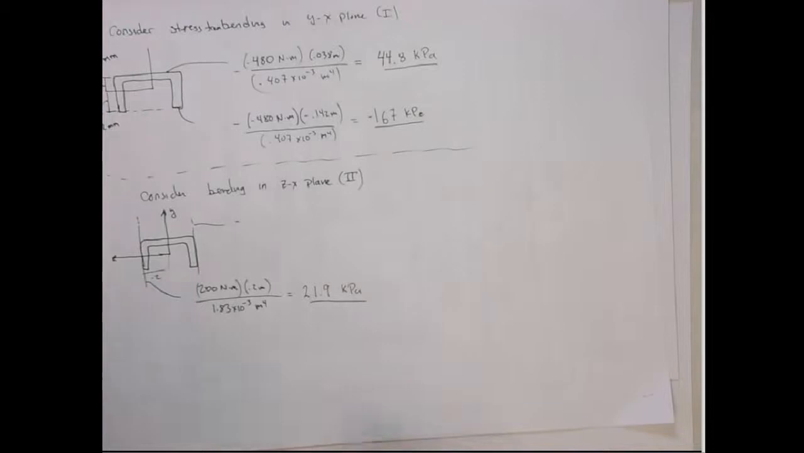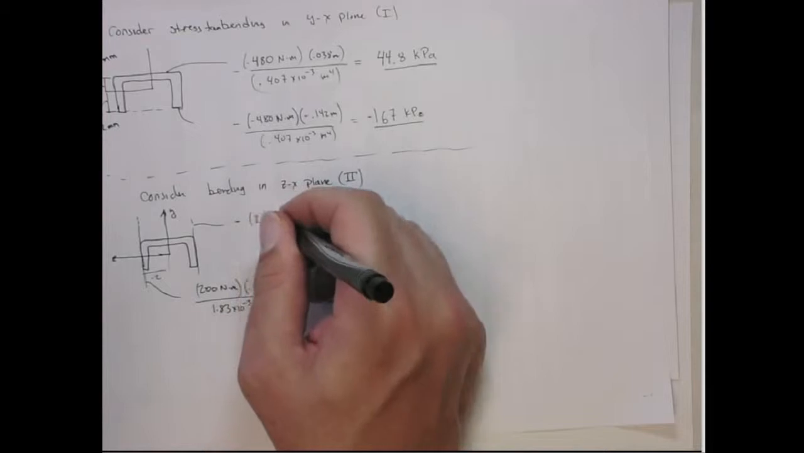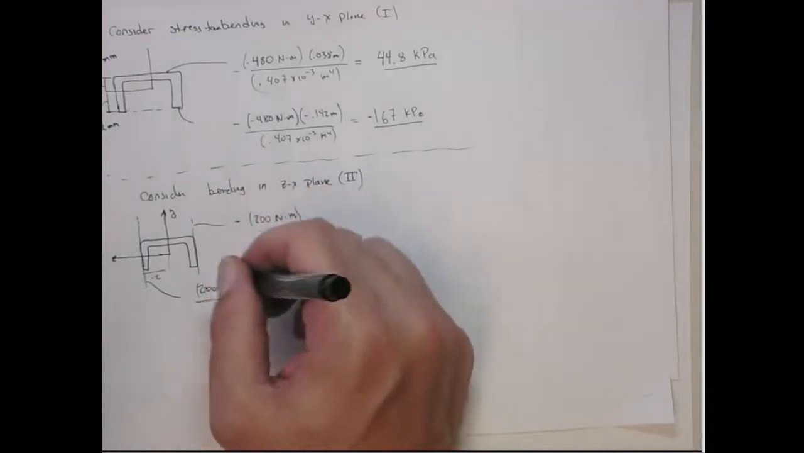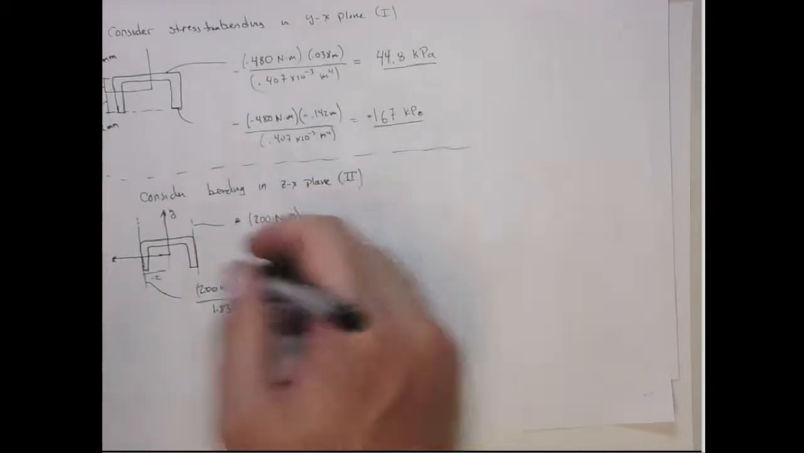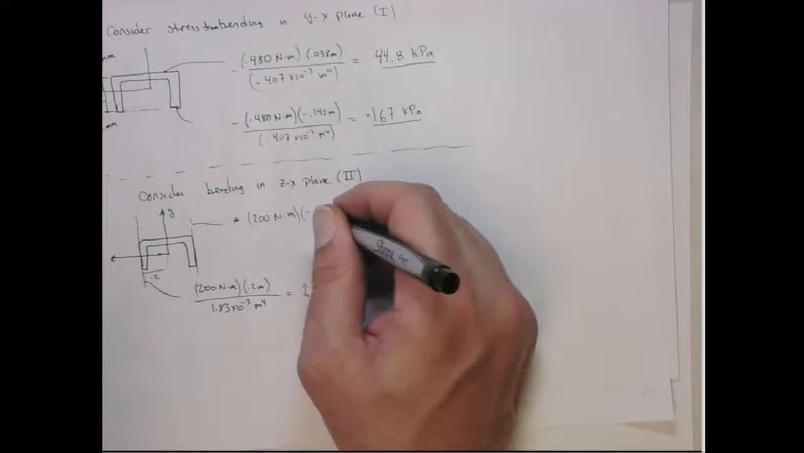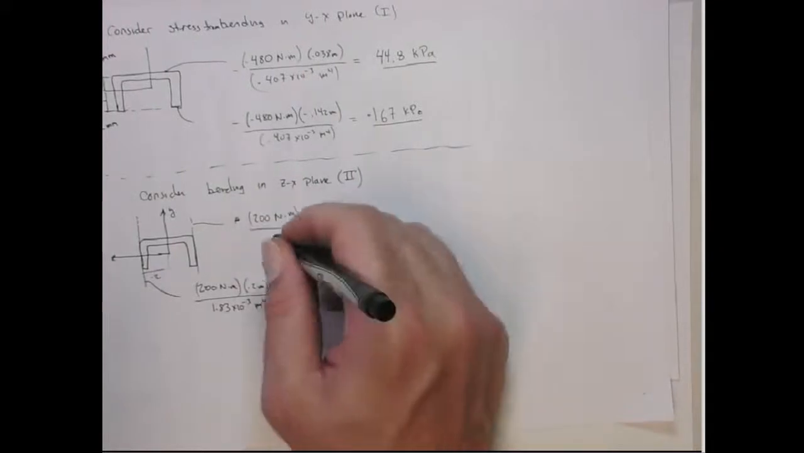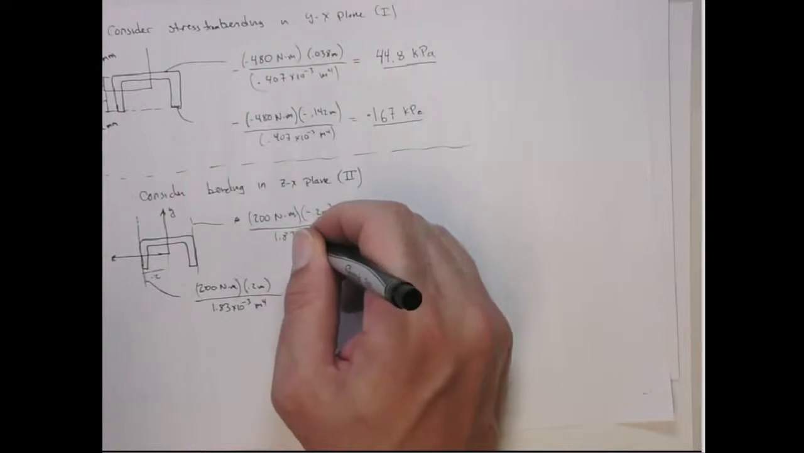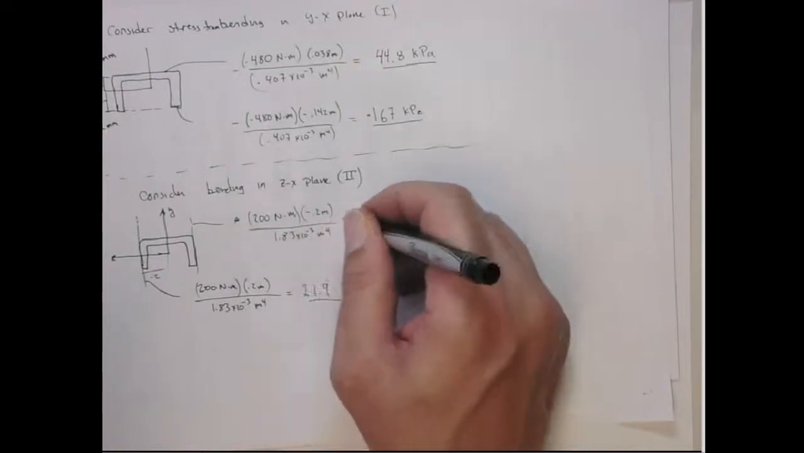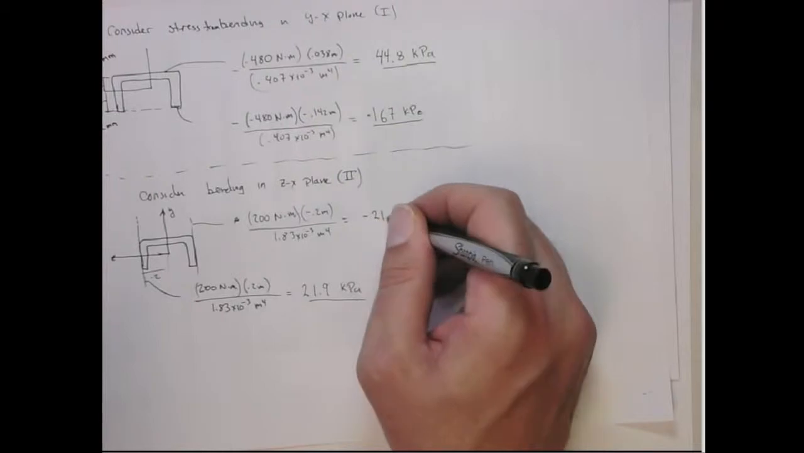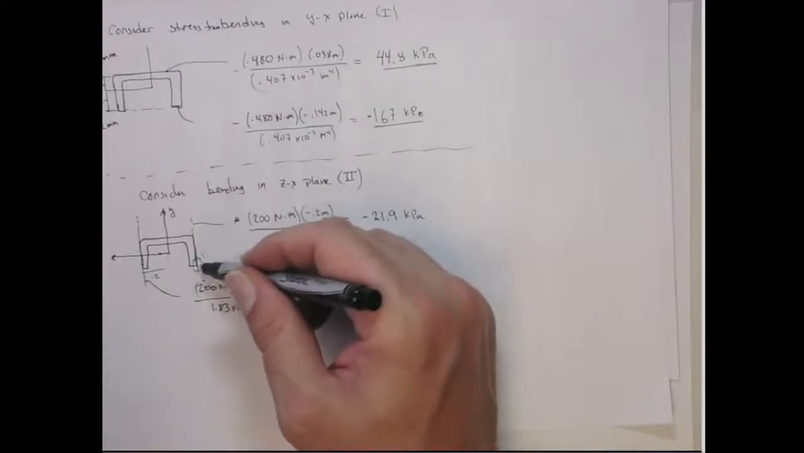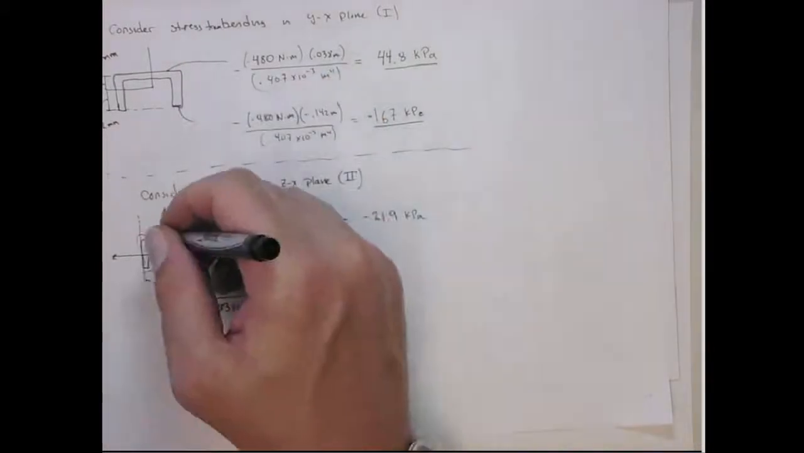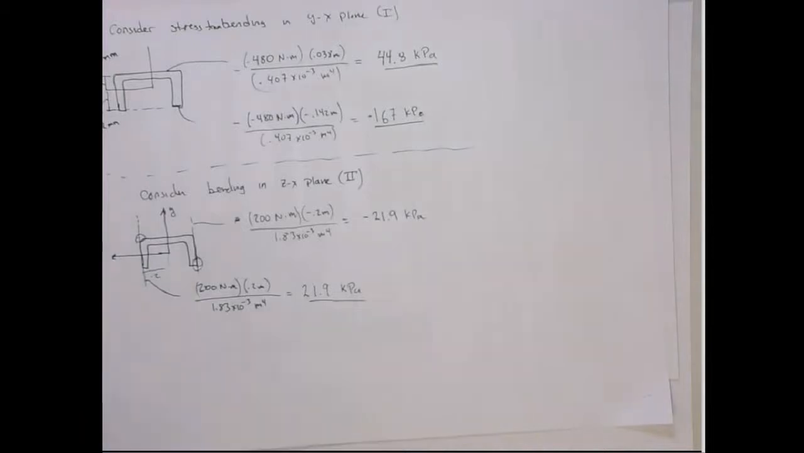Now this side is going to be a compressional stress. That's minus 200 Newton meters. Its C distance, I'm sorry, it's a positive, right? Because it's bending around the y-axis, its C is a minus 200 millimeters, or 0.2 meters, over the same thing, 1.83 times 10 to the minus third meters to the fourth. So that's going to give me minus 21.9 kilopascals. So again, you can see this is the point where they're both in compression, and this is the point where they're both in tension, both modes.